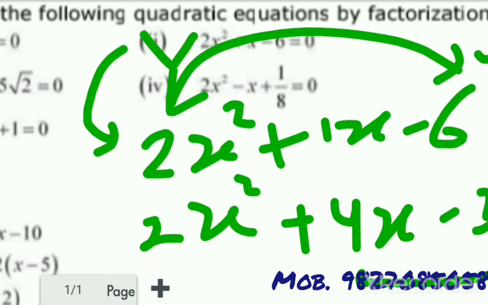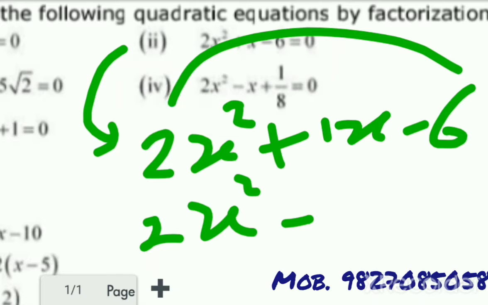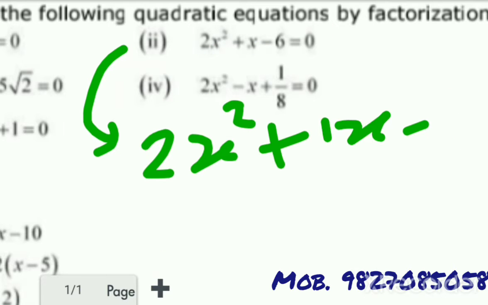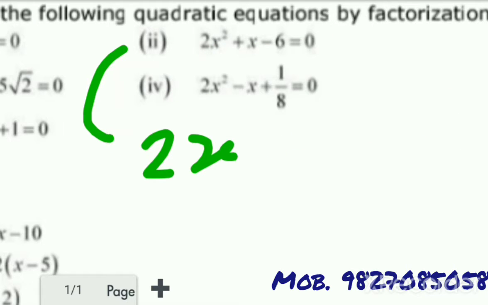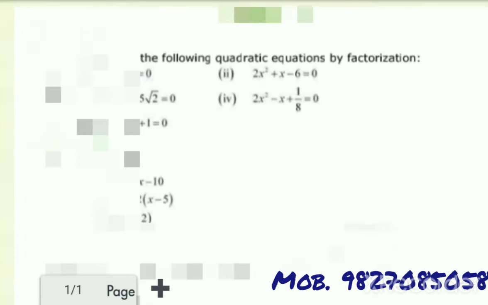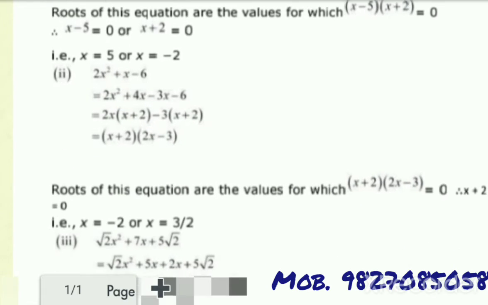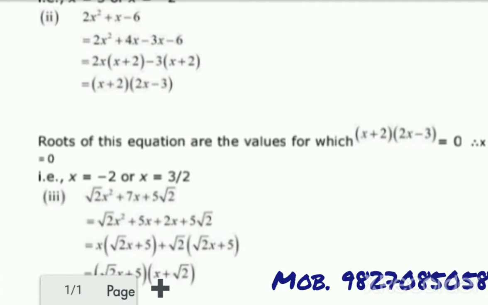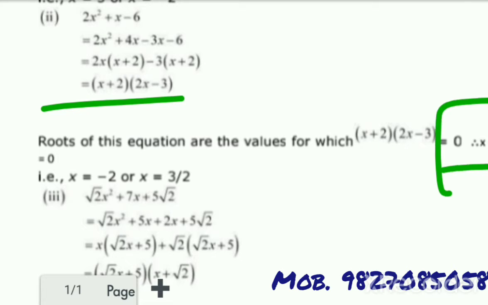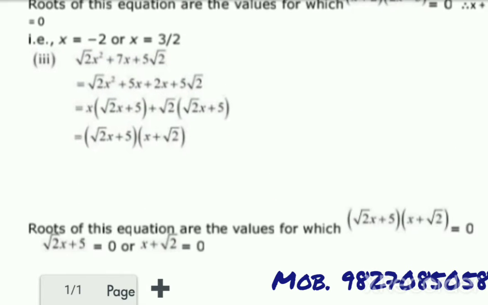Minus 6, and taking common from this and this and solving for x, we get easily the values of x. We have to get 2 answers, and all questions are the same. Look at the second question: splitting the middle term and solving for x, we get this, and the zeros of the given equation are minus 2 and 3 by 2. Now question number 3 is the same.